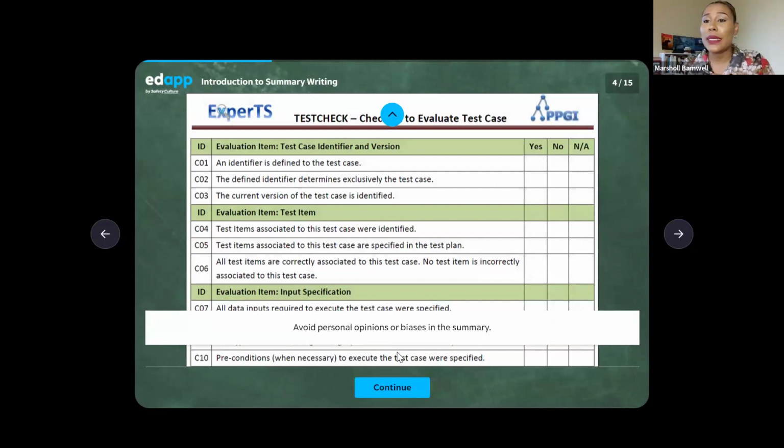Avoid personal opinions or biases in the summary. So like I said, if you're not fond of what was said in the original, it is not your job to change the tone.